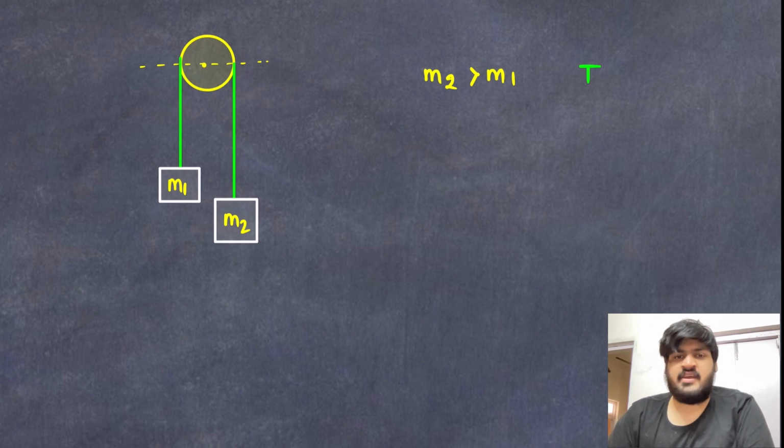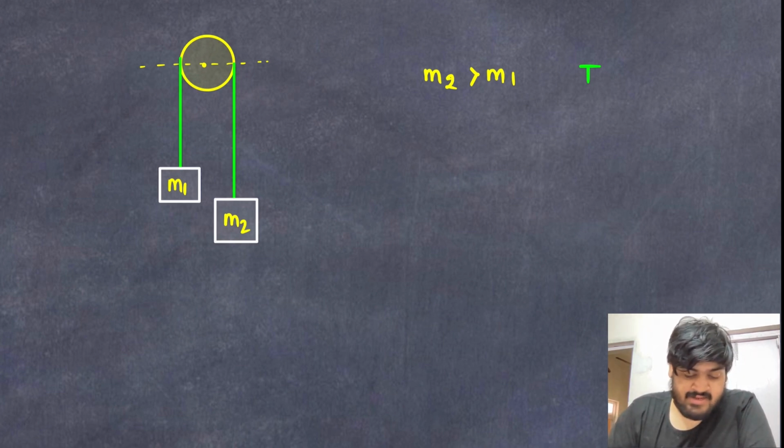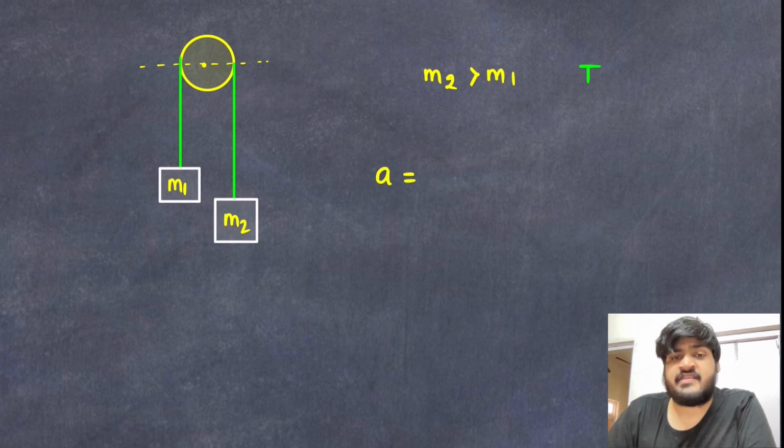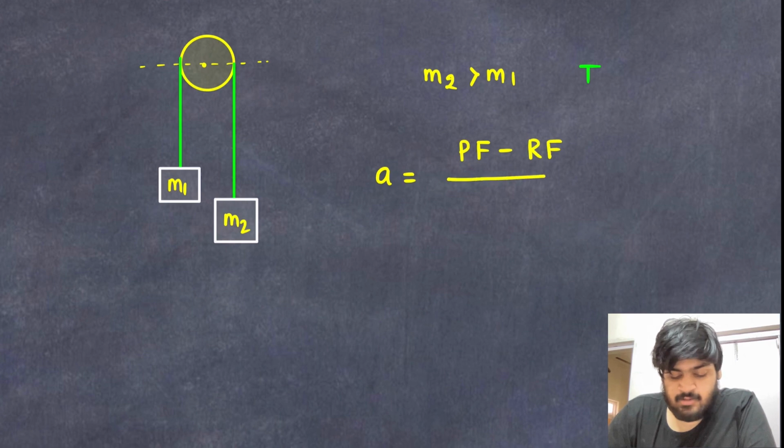So this is the string. So we need to find the tension in this string. So how can you find the tension in this string? First of all we need to find the acceleration. So over here acceleration will be equal to, we know the formula for acceleration, we have discussed it in the previous examples. Acceleration is nothing but total pulling force minus the total resisting force divided by the total mass.